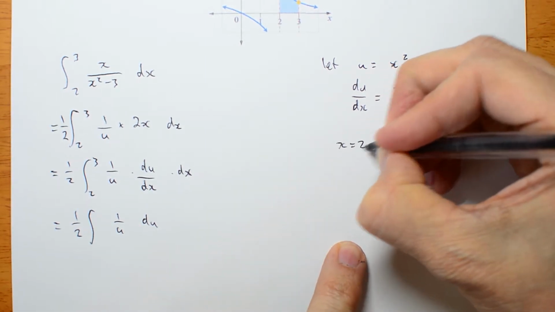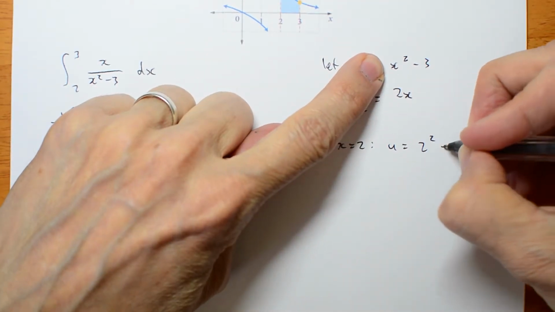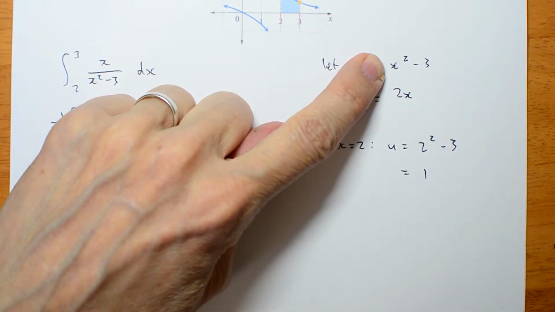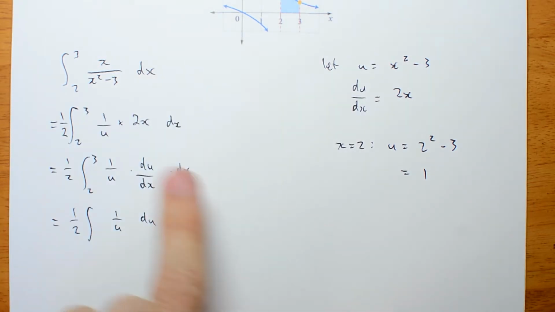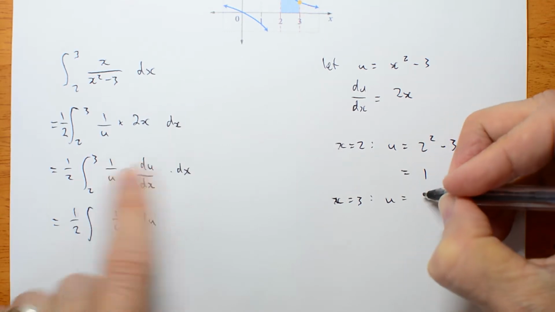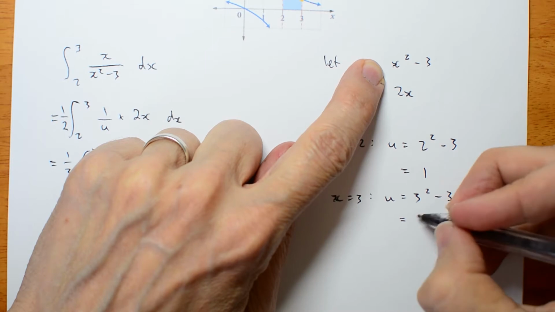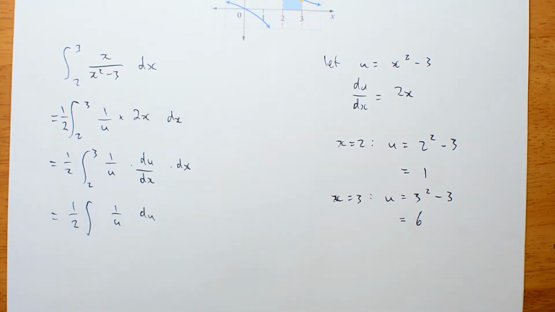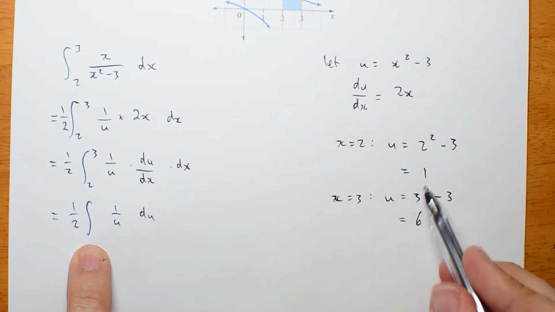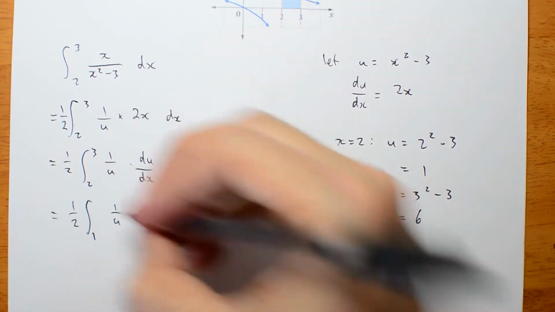At x equals 2, u is 2 squared minus 3. That's 4 take 3 or 1. The other one is 3. At x equals 3, u is 3 squared minus 3. Well, that's 9 take 3 is 6. So where I had x equals 2, I'm going to put u equals 1. And where I had x equals 3, I'm going to put u equals 6.